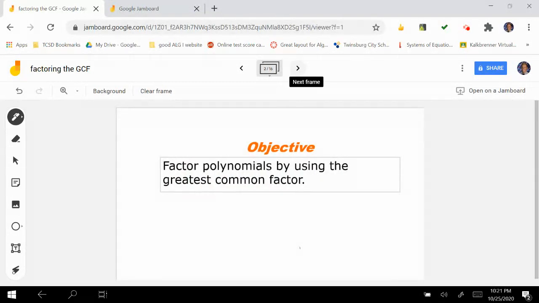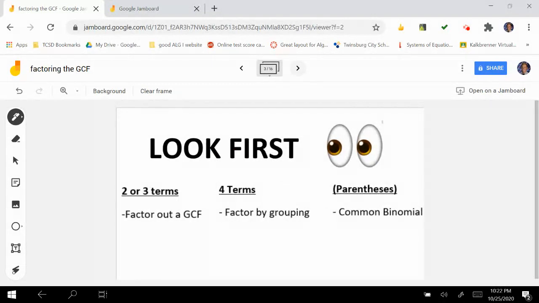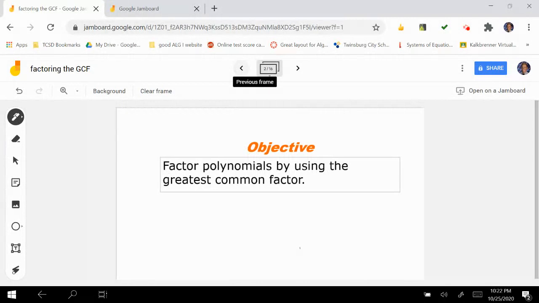Alright, so today's objective is to factor polynomials by using the greatest common factor. What we like to call the greatest common factor is the GCF. Let me go back to this. That factor, what does factor mean? It's a fancy way of saying what? Addition, subtraction, multiplication, or division? Yeah, it means multiplying. So it's a fancy way of saying multiplication.